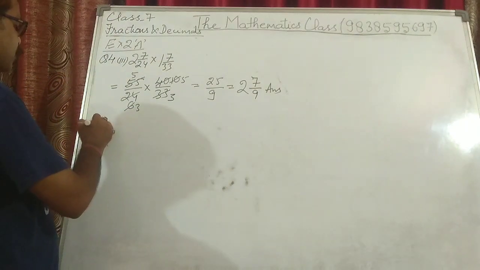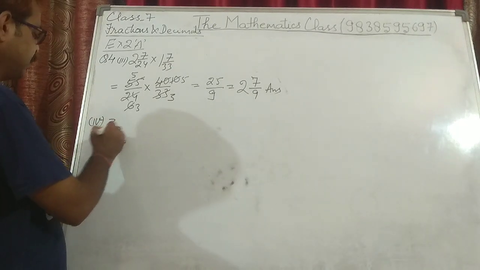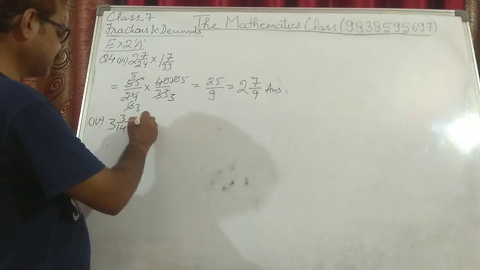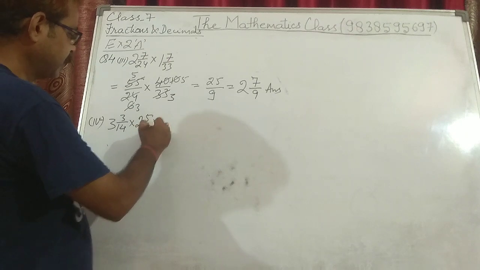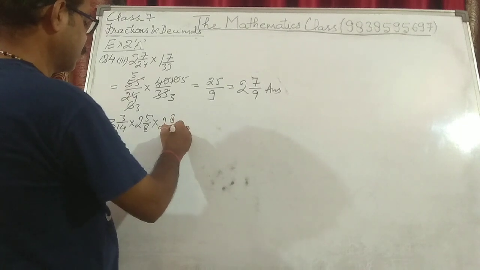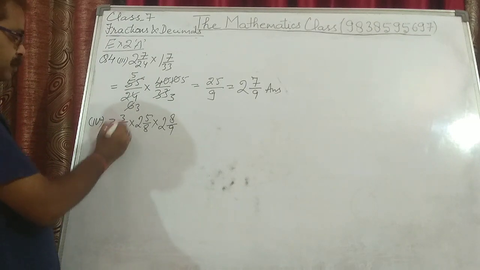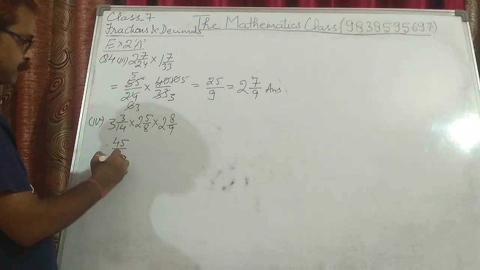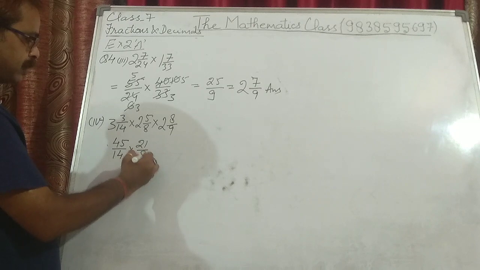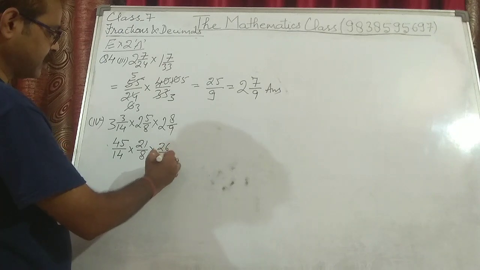Now we will take the fourth part. The fourth part is 3 whole 3 upon 14 into 2 whole 5 upon 8 into 2 whole 8 upon 9. When you solve them, first of all again convert into this form. 14 3s are 42 and 3 is 45, so 45 upon 14, into 8 2s are 16 and 5 is 21, 21 upon 8, into 9 2s are 18 and 8 is 26 upon 9.